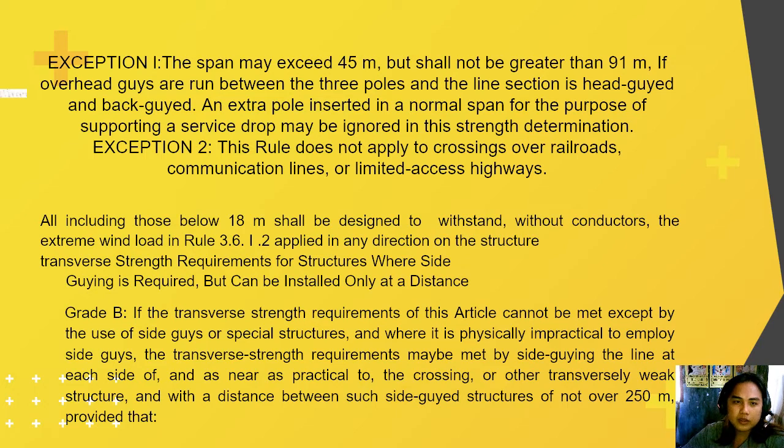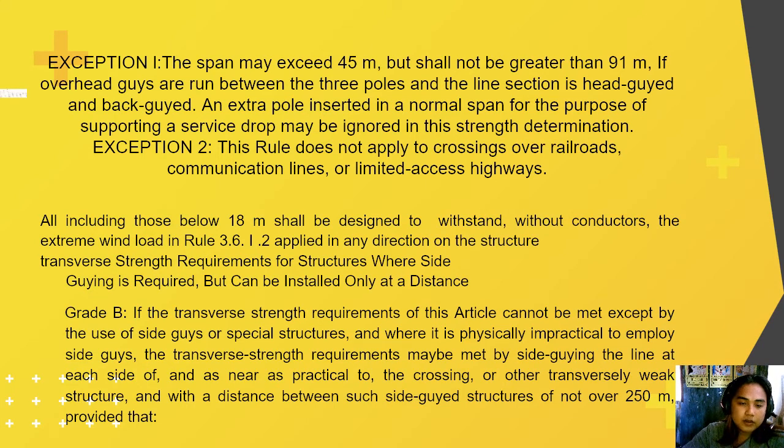For exception one, the span may exceed 45 meters but shall not be greater than 91 meters. If overhead guys are run between the three poles and the line section is head guyed and back guyed, an extra pole inserted in a normal span for the purpose of supporting a service drop may be ignored in this strength determination. Exception 2 is the rule does not apply to crossing over railroads, communication line, or limited access highway. All, including those below 18 meters, shall be designed to withstand without conductors the extreme wind load in Rule 2.6.1.2 applied in any direction on the structure.